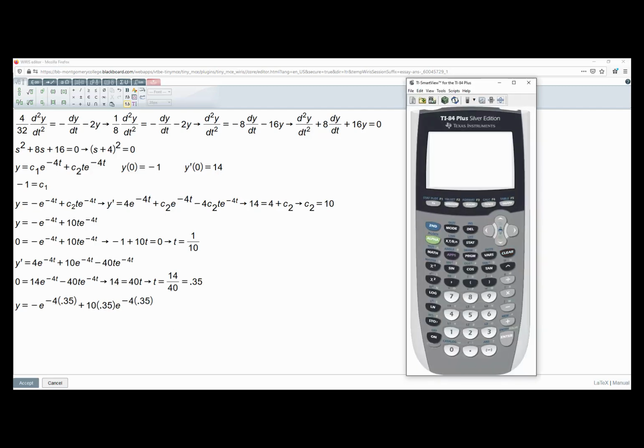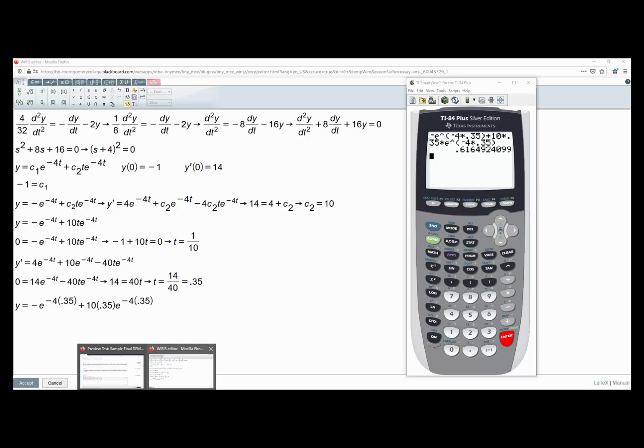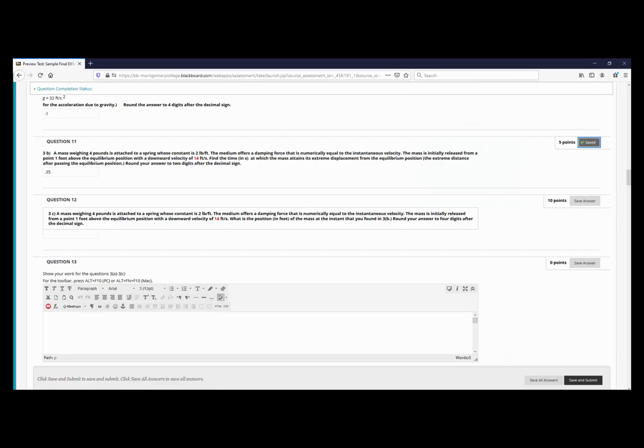Okay, so we have here negative e to the power negative 4 times 0.35 plus 10 times 0.35 times e to the power negative 4 times 0.35, all right, and that comes out to be 0.6165 approximately.